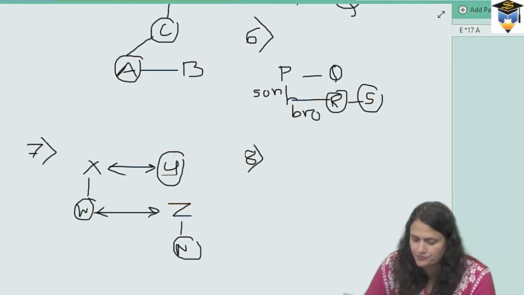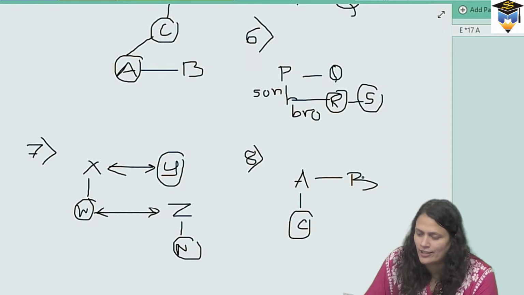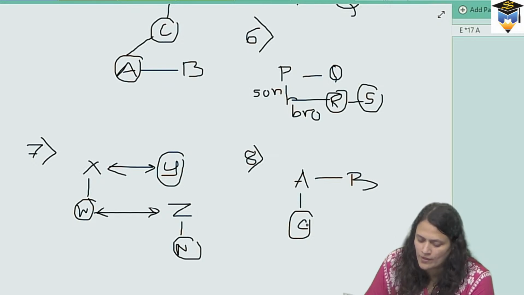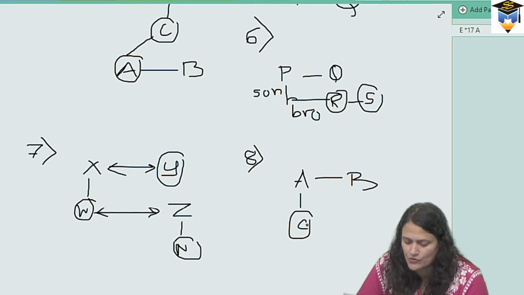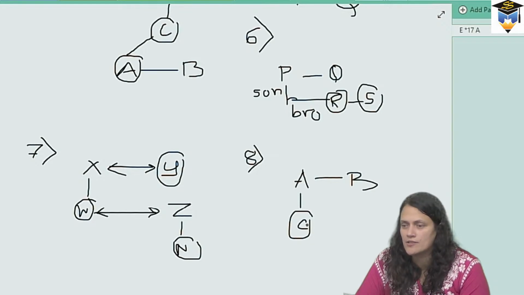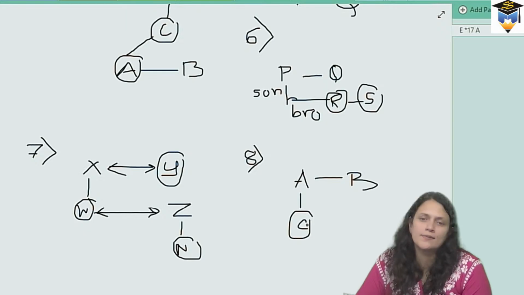So A and B are brothers, and C is the daughter of A. So what is the relationship between these two? Paternal uncle. Correct. So B is going to be brother of A. Answer is brother. A and B are brothers, that is why B is the paternal uncle of C.